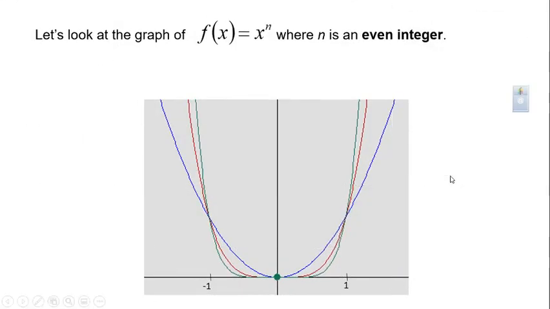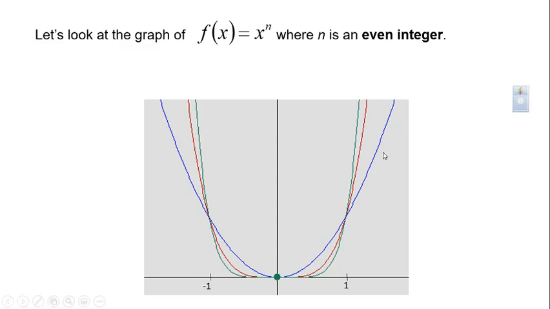Now let's talk a little bit about some basic graphs, the parent graphs for polynomial functions. The first one we're looking at is the graph of x to the n, where n is an even number, an even integer. In this case, a positive even integer. So we're talking about graphs like x squared, x to the 4, x to the 6, x to the 10, x to the 28.